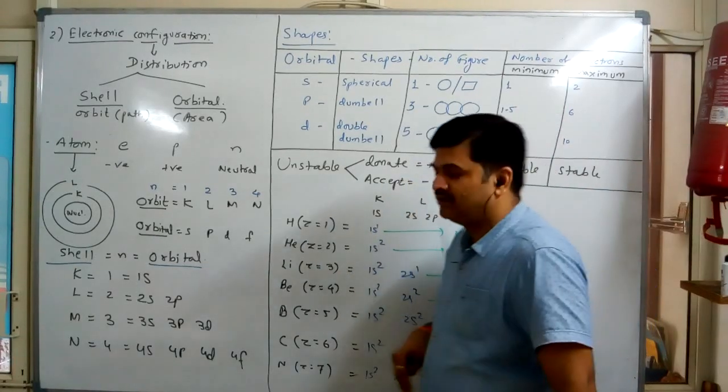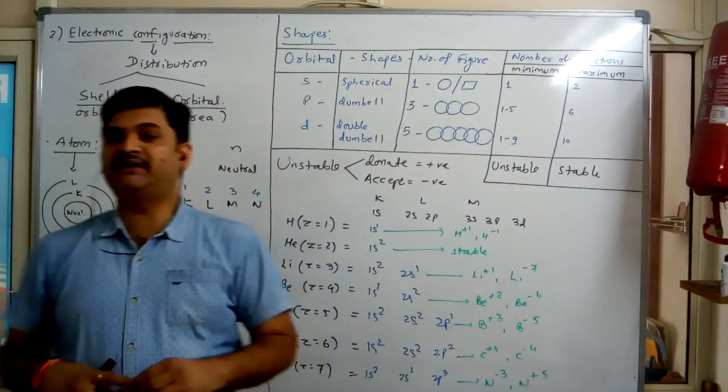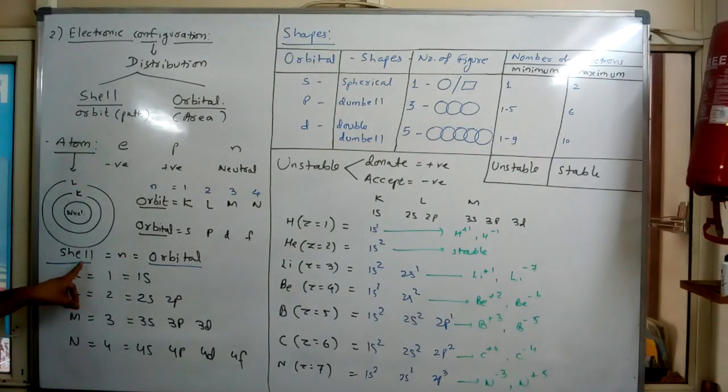Correct? Now our next question: how are orbits and orbitals interrelated? So now see, this is the cell. The cell is K, L, M, N.